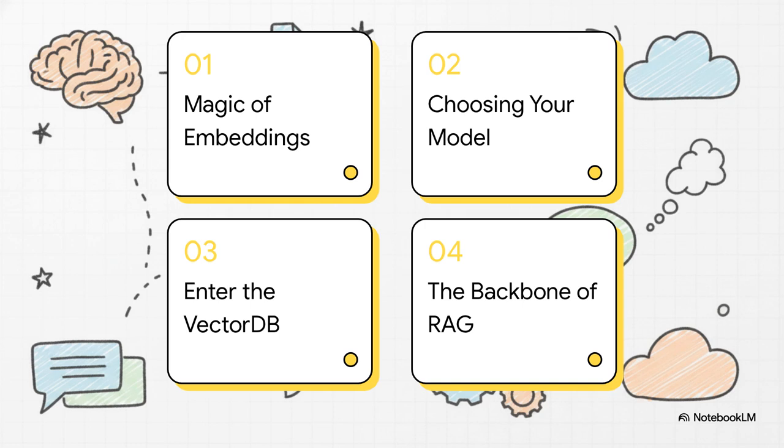Okay, let's dive into this. Here is our roadmap for today's explainer. First, the magic of embeddings. Second, choosing your embedding model. Third, entering the vector database. And finally, tying it all together as the backbone of RAG.